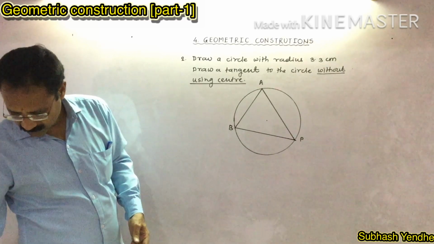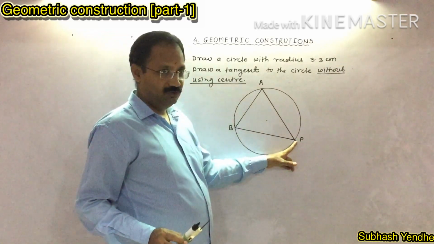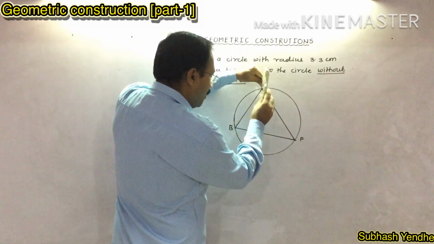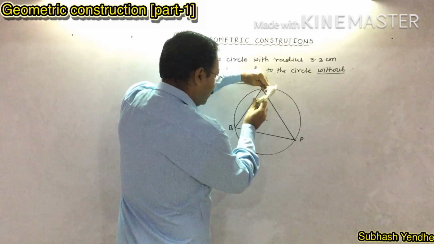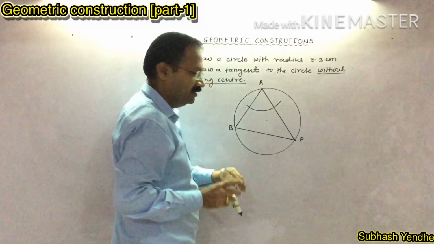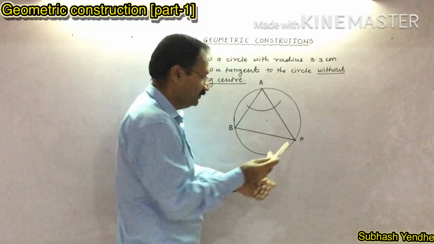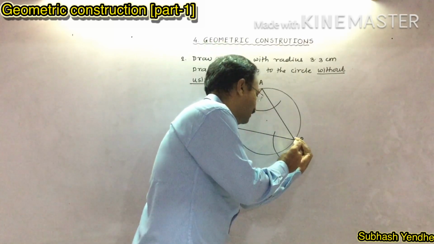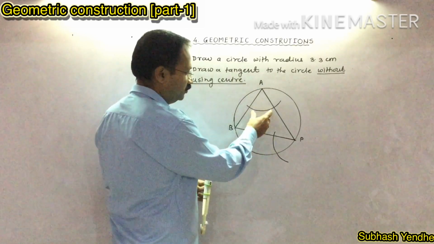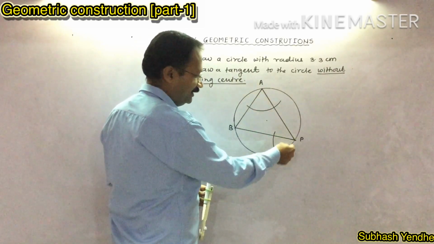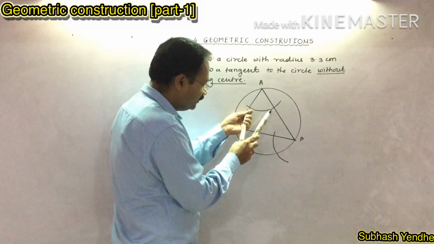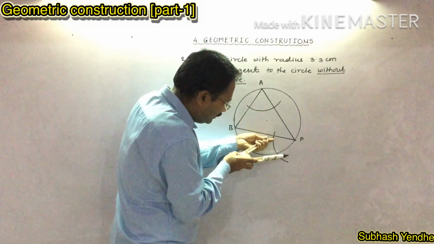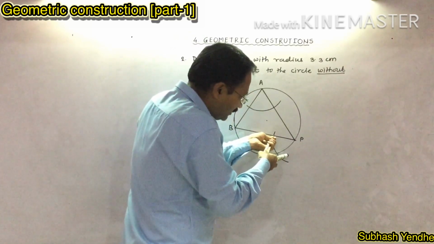Now, what you have to do? You have to draw a tangent at the point P. For that, first step, put the point on A and make an arc here. Your distance should be the same. Then put the point on P and make an arc here again. So I made two arcs, from A and then from P. Now take the distance between these two arcs, put it on this arc and make a cross here.